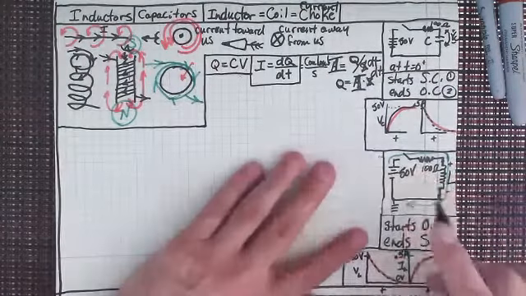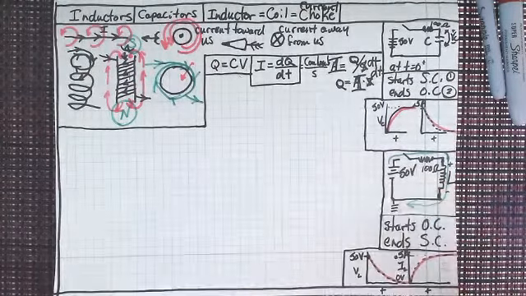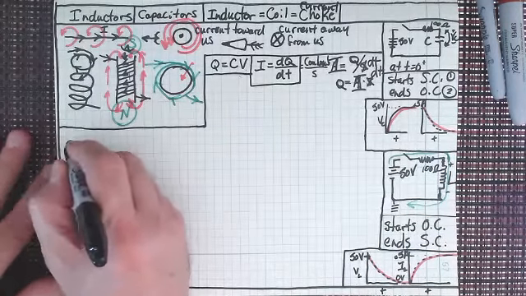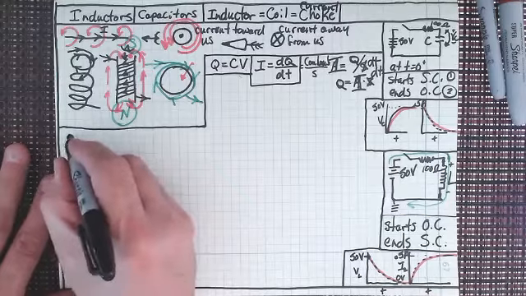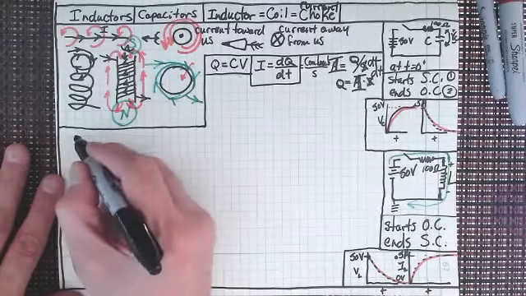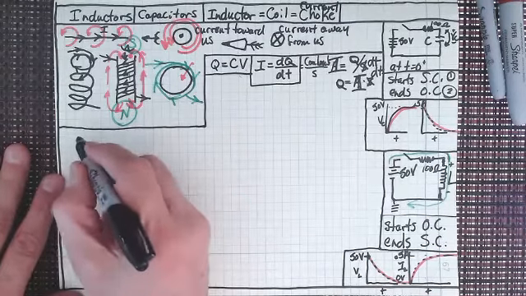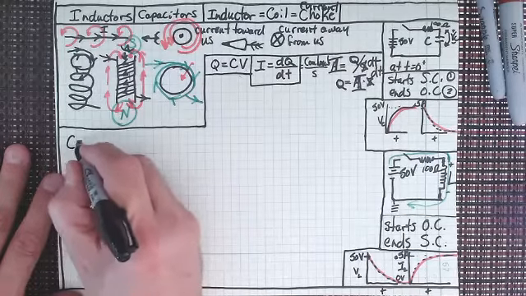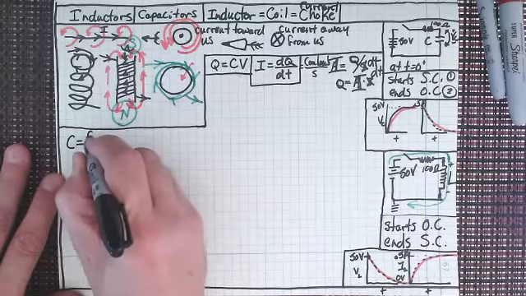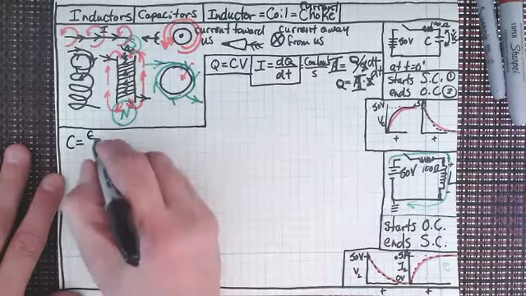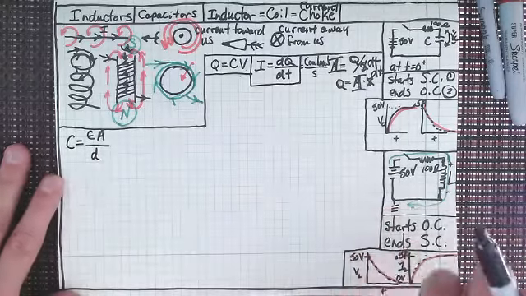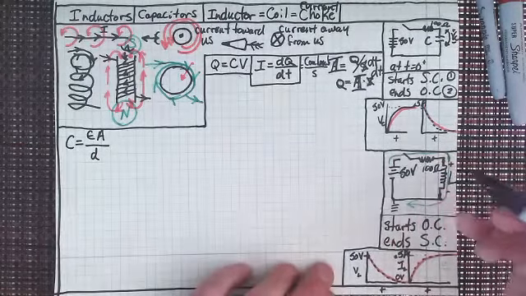I'm going to give you another one that I'm not going to actually derive, but I want you to remember this. I derive it in electromagnetic field theory, so if you want to go and look at capacitors and electric fields, I think it's about the 36th lecture. So this is epsilon A divided by D. That's how I find the capacitance of a capacitor.